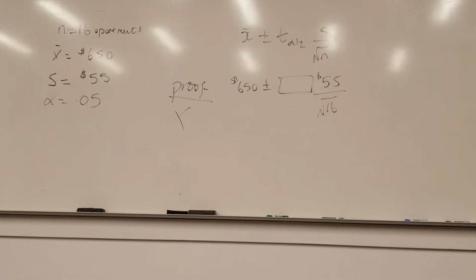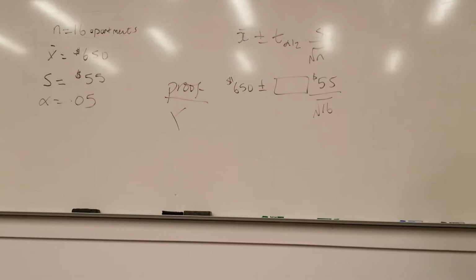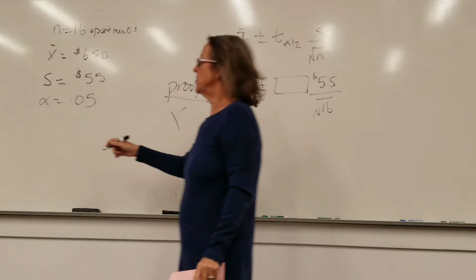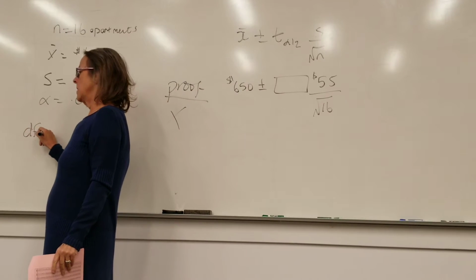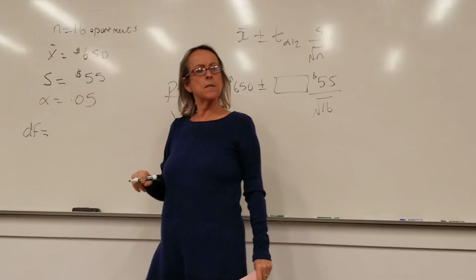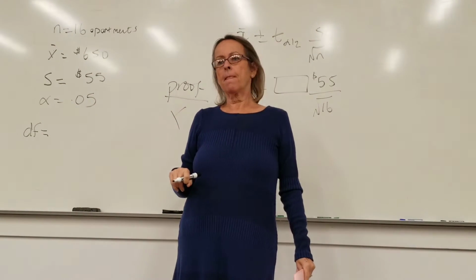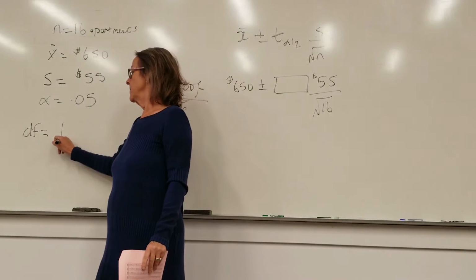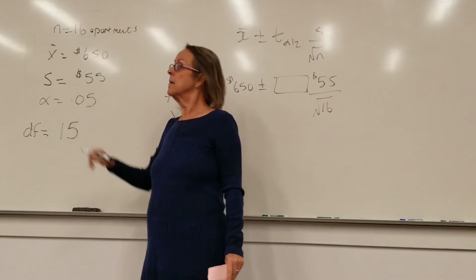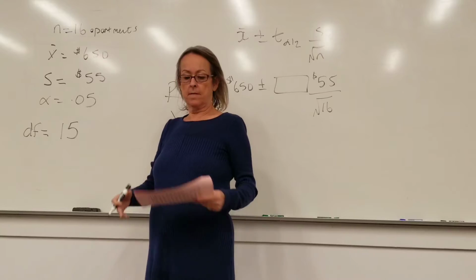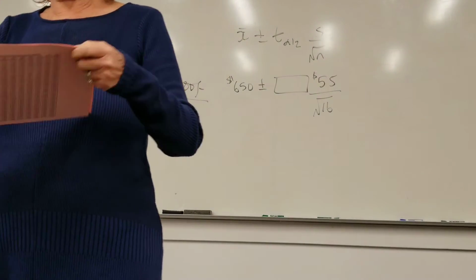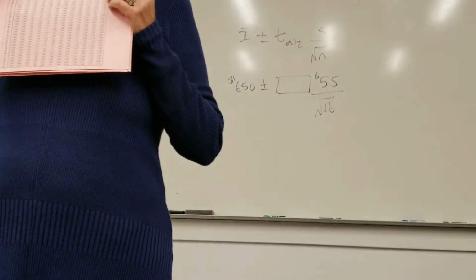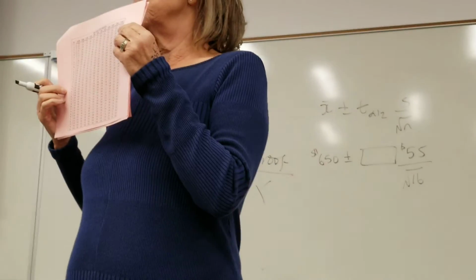Okay, so let's go to our tables. Here's something else you could fill in over here, since we know it's a t-score. What are my degrees of freedom? n minus 1, so it's 15. Okay. So we're going to go to our booklets, and in the first column, we're going to go to degrees of freedom of 15.